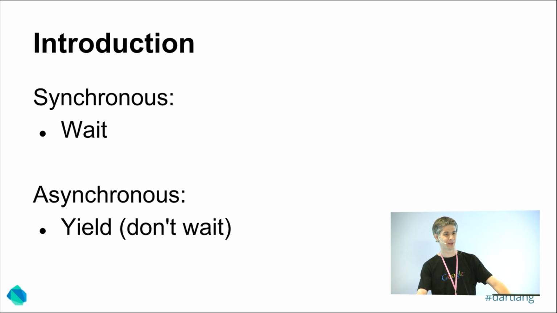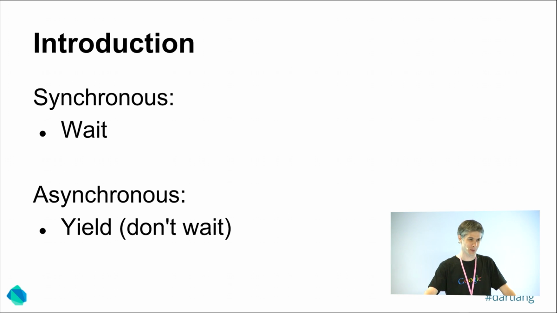So basically, an introduction of asynchronous programming versus synchronous programming can be reduced to two words, basically wait or yield. So basically, wait or don't wait. And I will give a small example of what I mean with that.